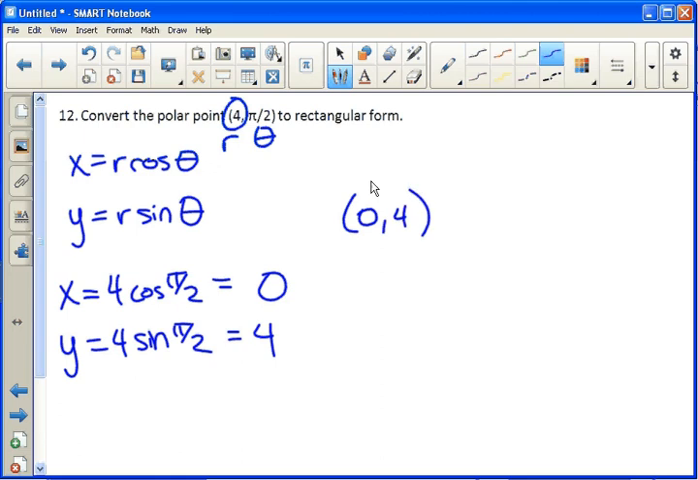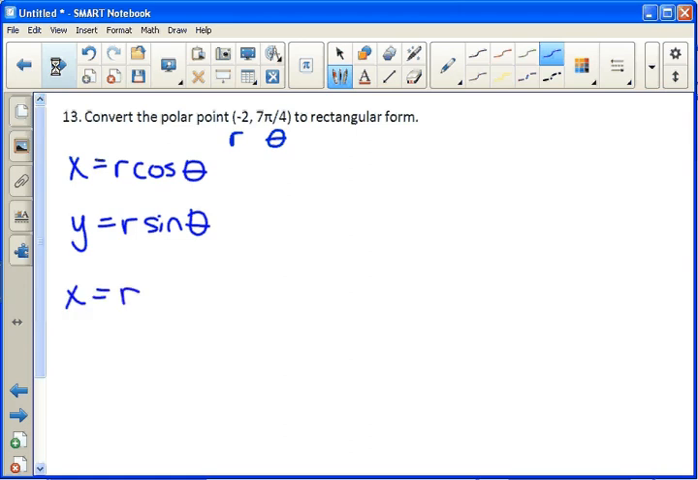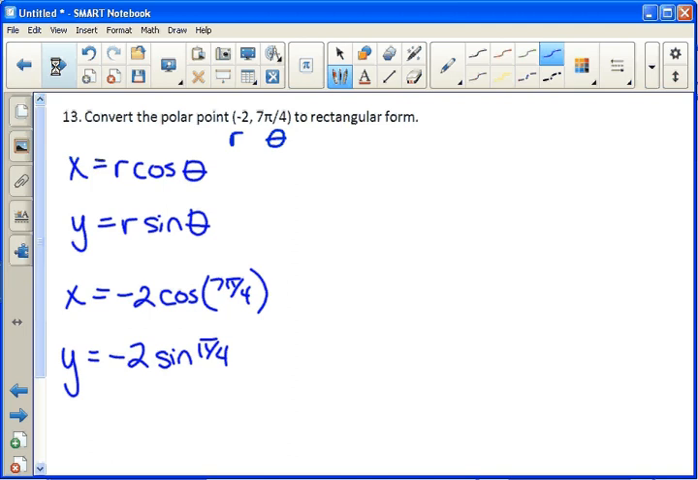Same process for number 13. We'll use the same equations. X equals r cosine theta, y equals r sine theta, and we have our r and our theta up here. So x equals negative 2 cosine of 7 pi over 4, and y equals negative 2 sine of 7 pi over 4.